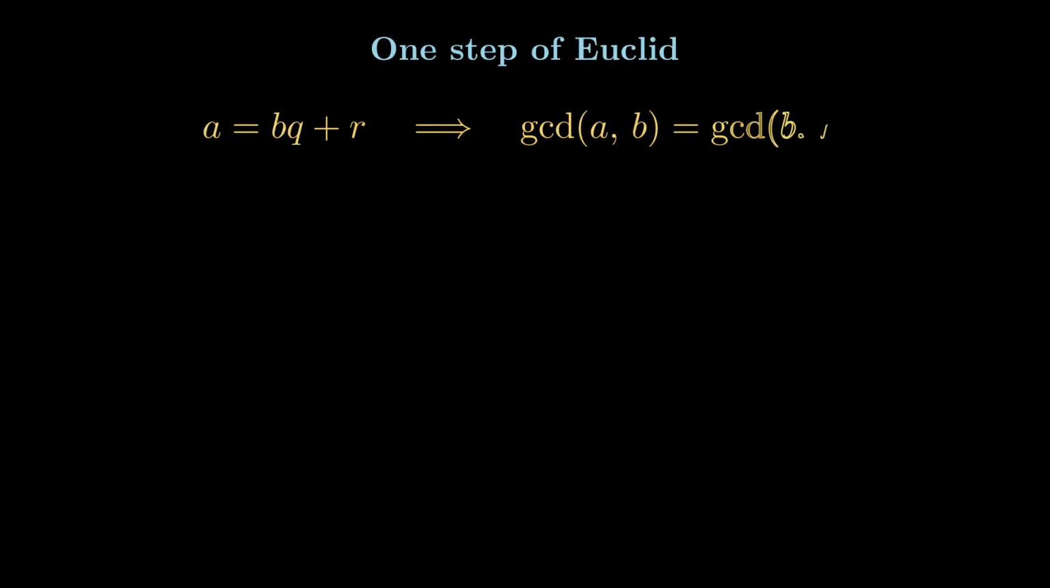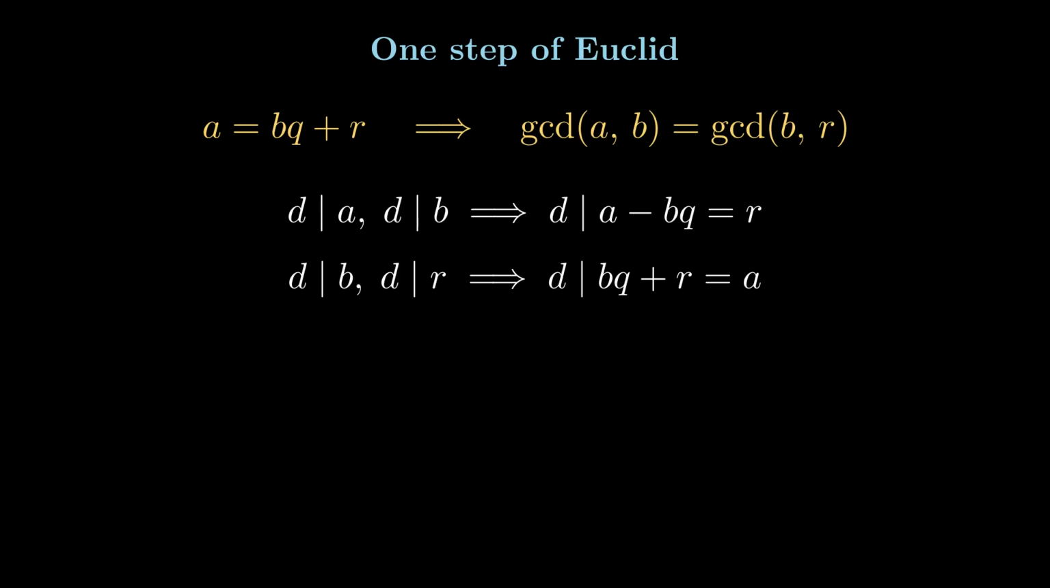Here's the whole trick. Divide a by b with quotient q and remainder r. Then the greatest common divisor of a and b equals the greatest common divisor of b and r. Why? We can prove that anything dividing a and b also divides r, and anything dividing b and r also divides a, so their set of common divisors is the same.